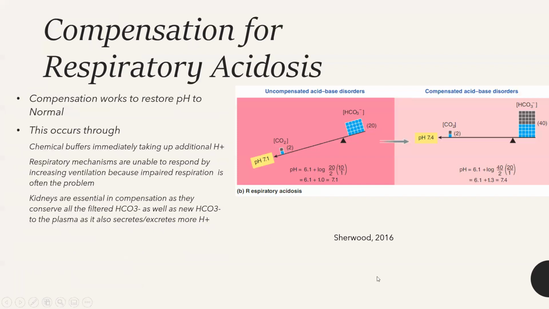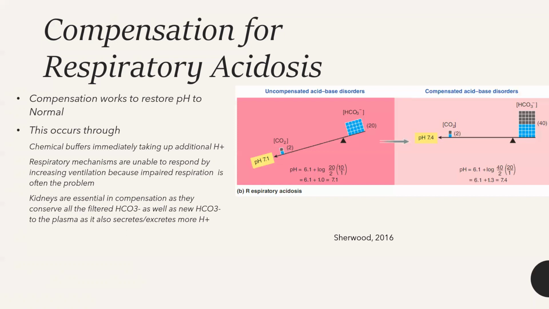Okay. Now we have the compensation for respiratory acidosis. Compensation generally works to restore the pH to normal. As we can see in our uncompensated versus our compensated, we have our imbalance of our pH being 7.1. And then when we compensate for it, we're returning our pH to 7.4. Again, seeing here the visual representation of what is occurring versus the mathematical, which are saying the same things, just in two different forms. So the way that our body compensates for respiratory acidosis is through a number of things.